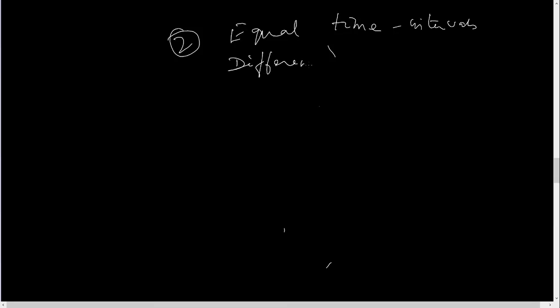Then second situation, this is first situation. In the previous problem, neither of the velocities V1, V2, V3 were equal. Neither of the time intervals T1, T2, T3 were equal. Now in the second case, we are going to have equal time intervals but different velocities. So different distances.